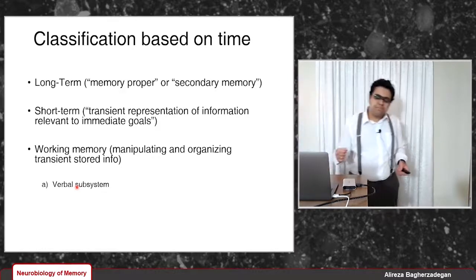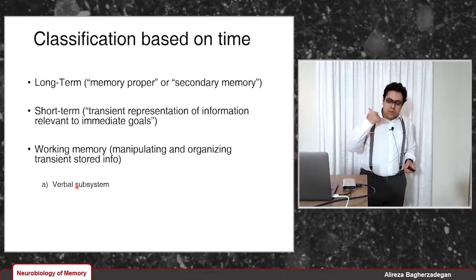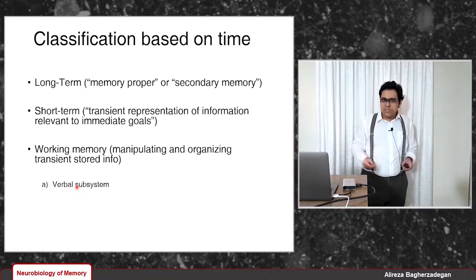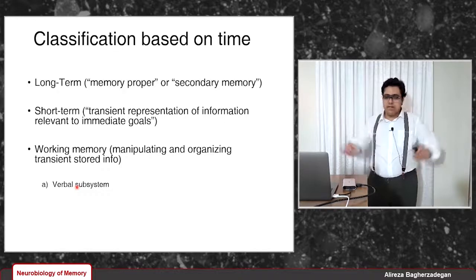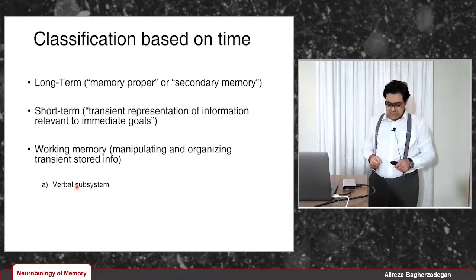For example, when someone gives me a phone number, I can rehearse the phone number within minutes. If it's a very important phone number, like the phone number of my crush, for example, I can remember it within days. But after days, I just forget it. The subsystem of working memory allowing me to rehearse that phonological or speech-based information is the verbal subsystem.